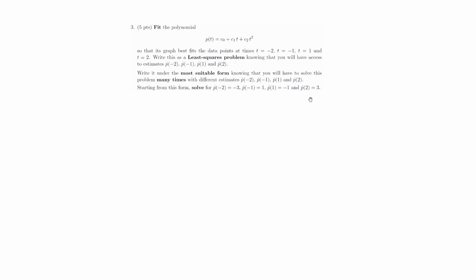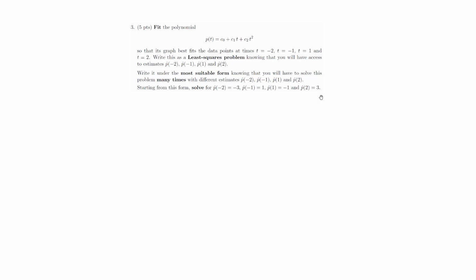Well, let us have a look at question 3, where you have to fit a second order polynomial given estimates at t is equal to -2, -1, 1, and 2. You'll have to solve the problem many times. You have to write it under a suitable form so that you can solve it, right? And since you have to solve it many times, probably that solving it using the QR decomposition will be a good idea. Once you have written the solution under the most suitable form, well, you have to solve it for given estimates of p at these times that were given above.